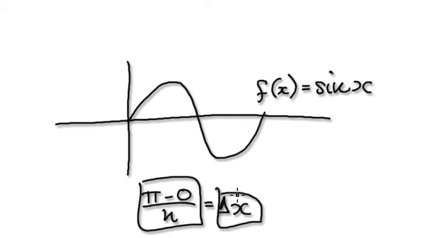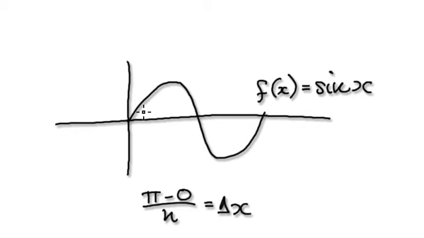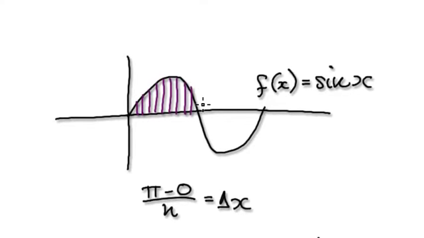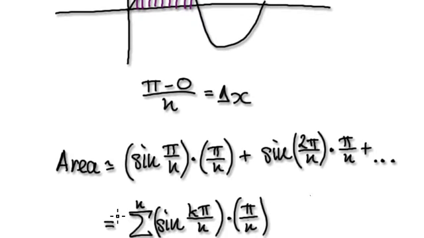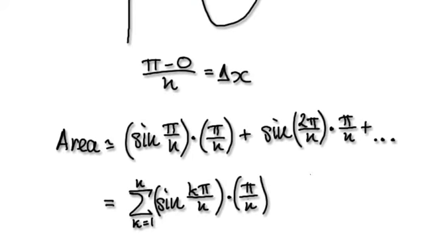So delta x would be this. In order for us to use Riemann's sum, we would have to split up into n number of strips here, and then we would follow our normal routine. So the area is approximately this.